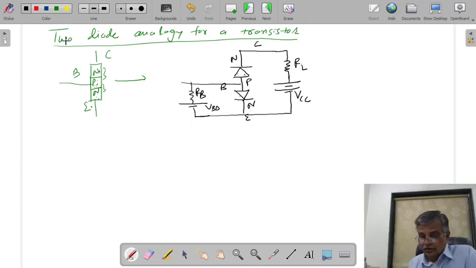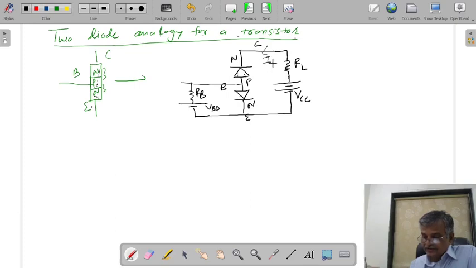So this is called the two diode analogy for a transistor. It means an NPN transistor can be represented by two back-to-back diodes connected as shown in the figure.